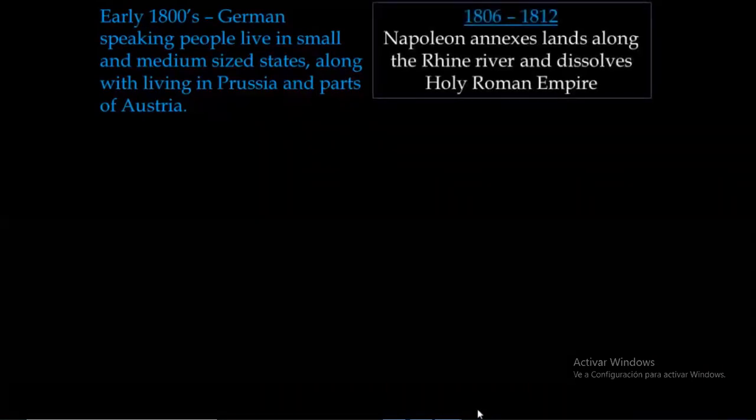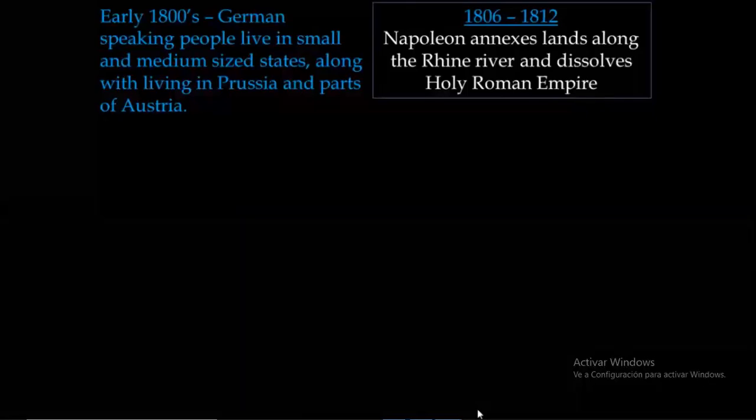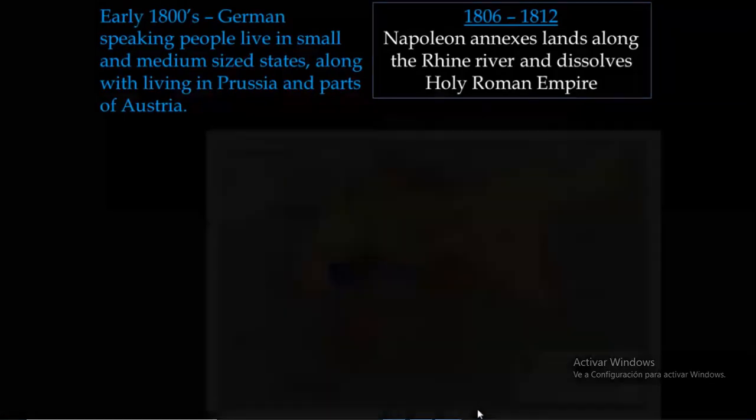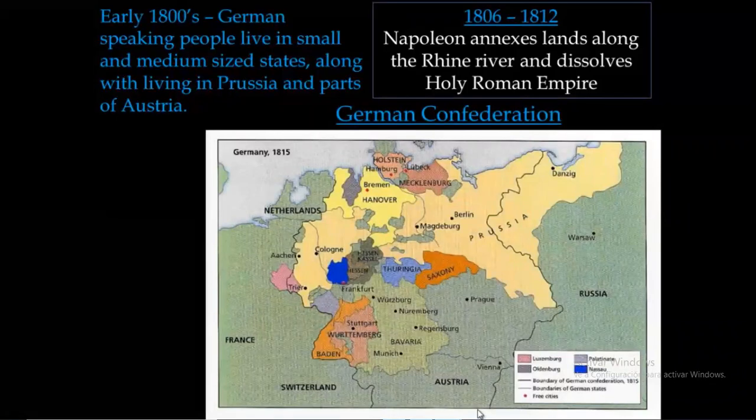Between 1806 and 1812, Napoleon, as we've talked about, annexes, meaning he takes, lands along the Rhine River. The Rhine is a river in the west of Germany, and basically dissolves the Holy Roman Empire. The Holy Roman Empire at this time really was the combination of all those German states. And what happens in 1815 at the Congress of Vienna is the German Confederation, shown here, is created. So as you can see, these are all the little German states. We have small, and then you have Prussia, which is by far the biggest of the German states.